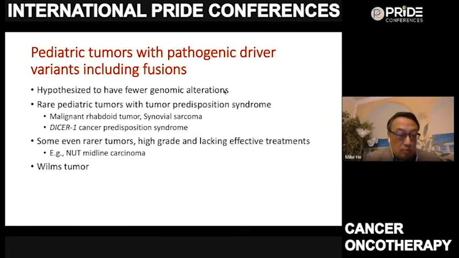pleuropulmonary blastoma, and some even more rare tumors that are very high-grade, highly malignant and lacking effective treatment, such as the NUT carcinoma. As a comparison, I'm using the Wilms tumor. Wilms tumor genetics are more complicated. Next slide, please.